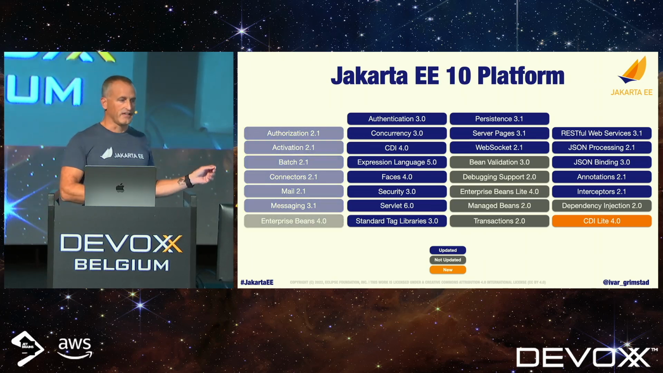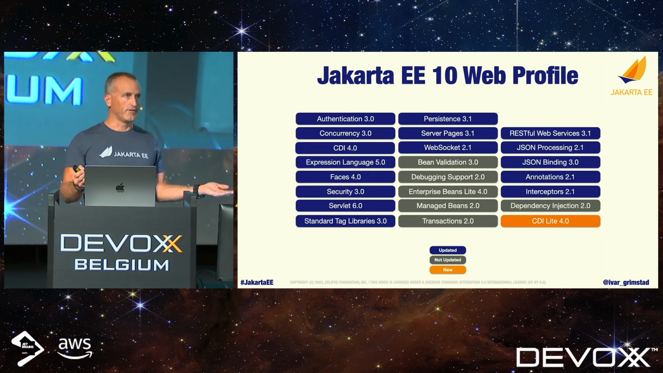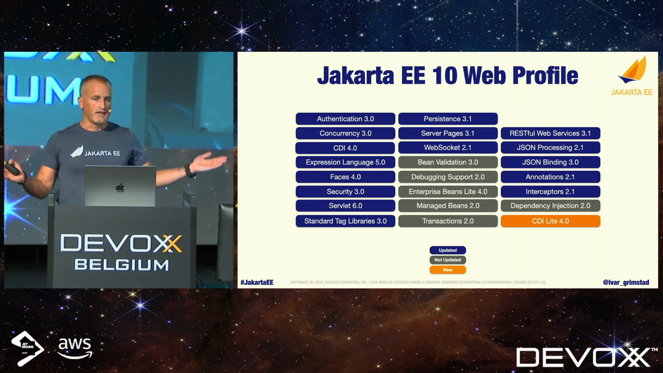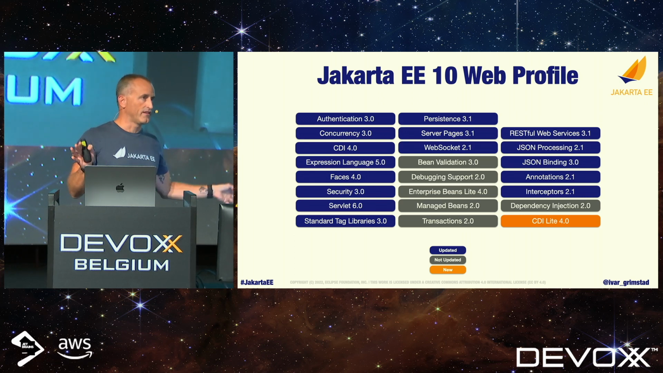If we take away the more enterprisey types of specification here, we're left with what we call the web profile. And web profile has been with us since Java EE 6, so that's nothing new. And that is a subset of the platform. So if you want to have a smaller runtime that doesn't implement all the enterprise things, you can get a compatible implementation using the web profile as well.